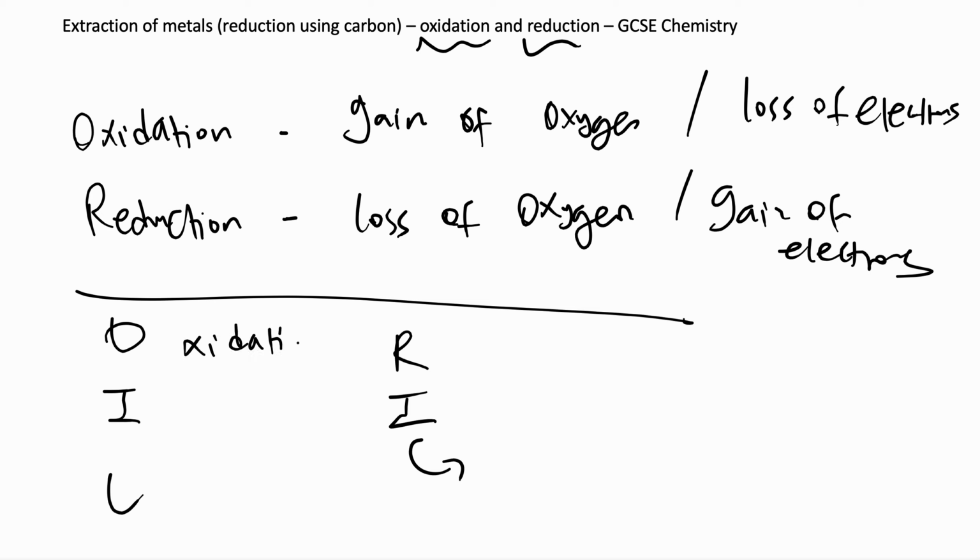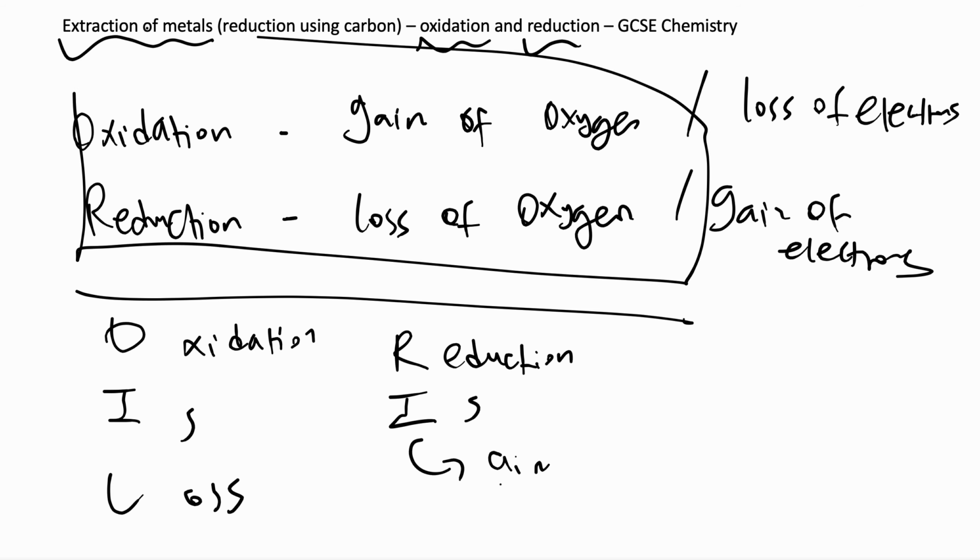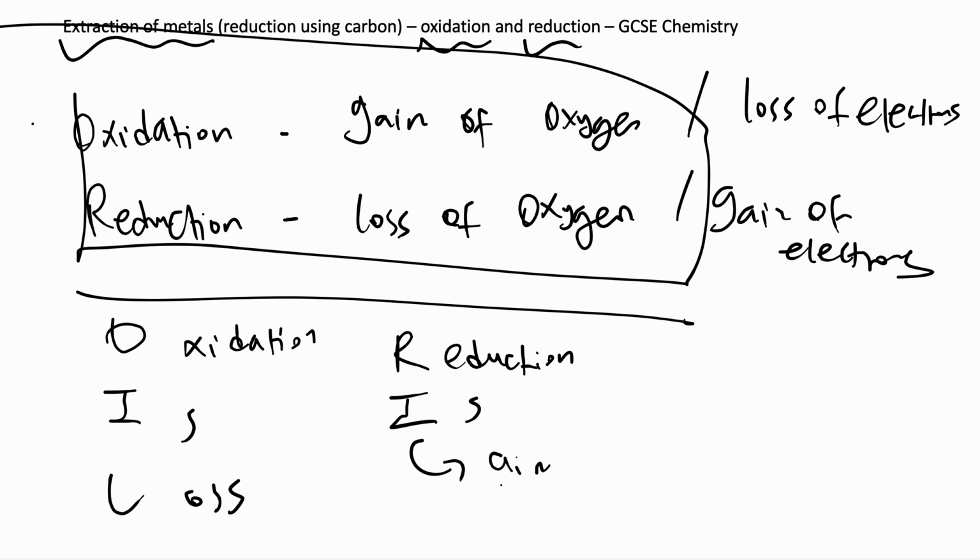Oxidation is loss, reduction is gain. As long as you can remember that, you should be fine with oxidation and reduction in terms of electrons. But for extraction of metals, we're going to focus on this one, oxygen. Remember, oxidation is the gain of oxygen, reduction is the loss of oxygen. So why do we need to do this?